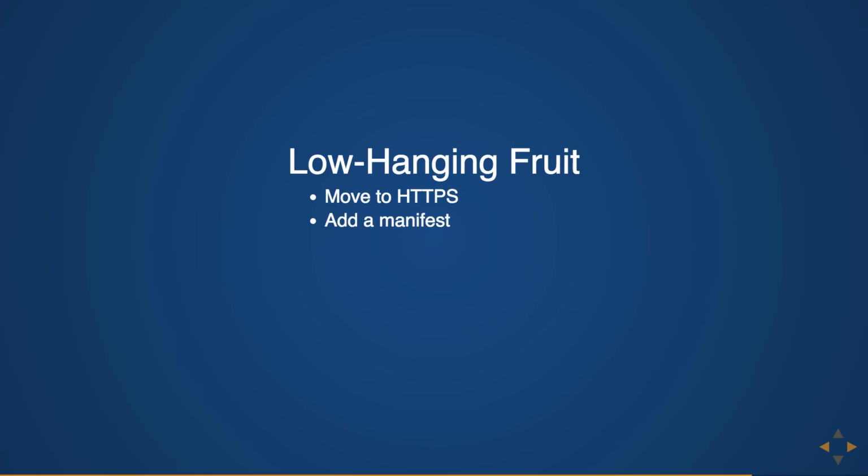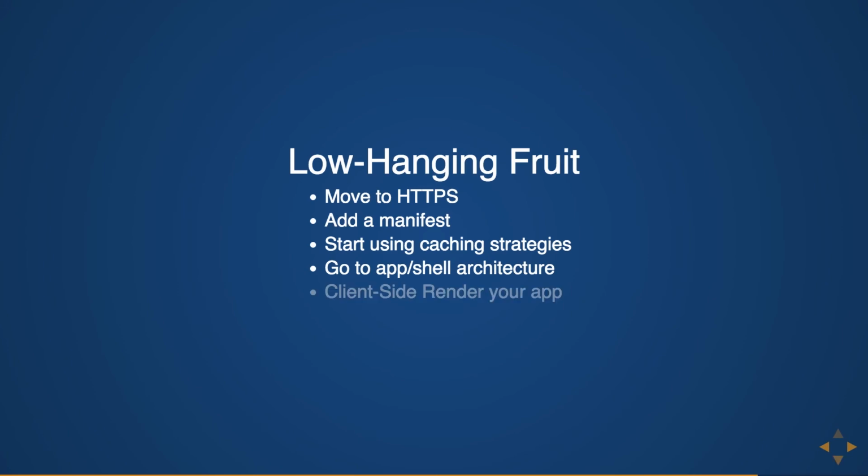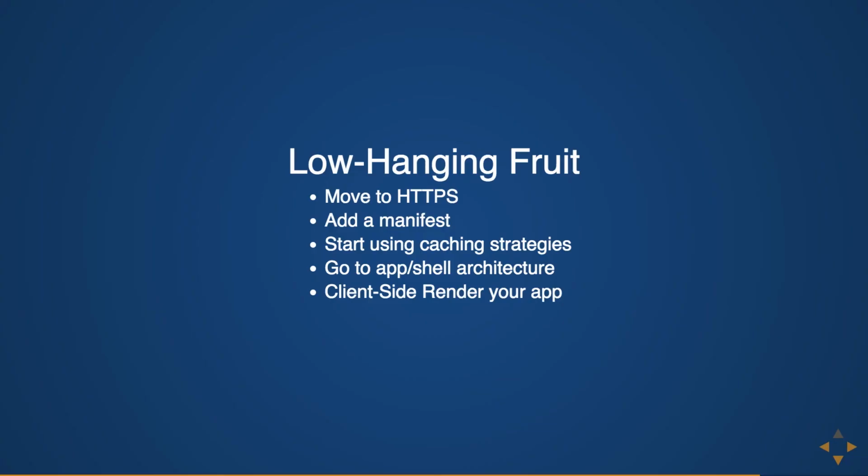Add a manifest. This is something you can do in minutes. This will identify your application as an app and improve the experience, allow add to home, all that kind of stuff. And the next thing would be to start using some of these caching strategies, whether that's network or app shell kind of stuff. And then the next thing you could do is start taking things that you have on the server and push them into the client. You can still do app shell style stuff and client-side render the middle of it.